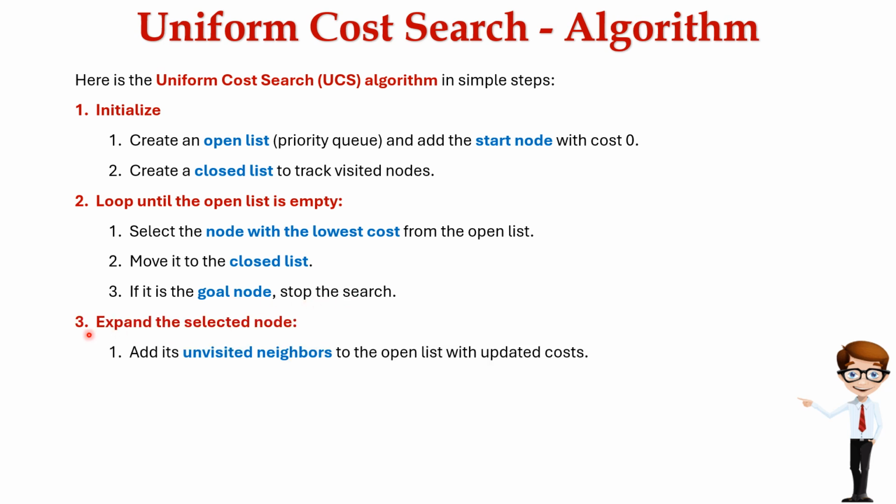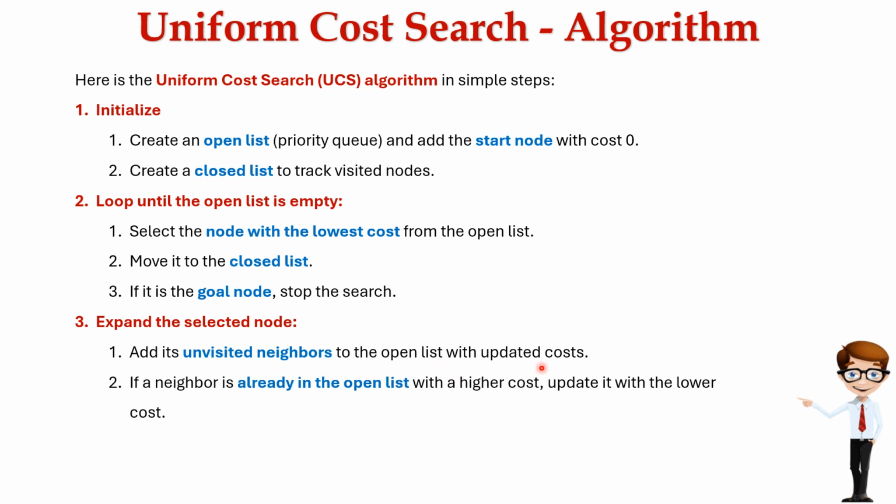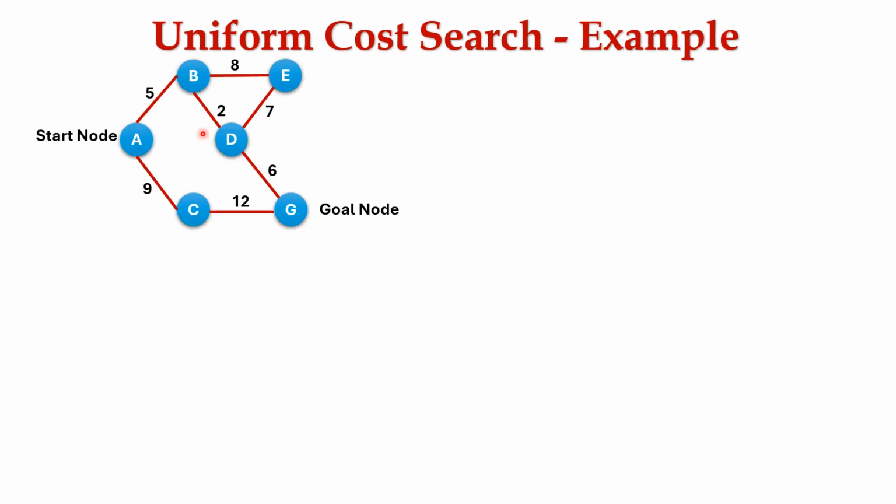In step 3, we need to expand the selected node. So we need to add its unvisited neighbors to the open list with updated cost. If a neighbor is already in the open list with a higher cost, then we need to update it with the lower cost. The final step is to repeat step 2 and 3 until the goal node is reached or the open list becomes empty. Now let's solve an example problem for uniform cost search algorithm.